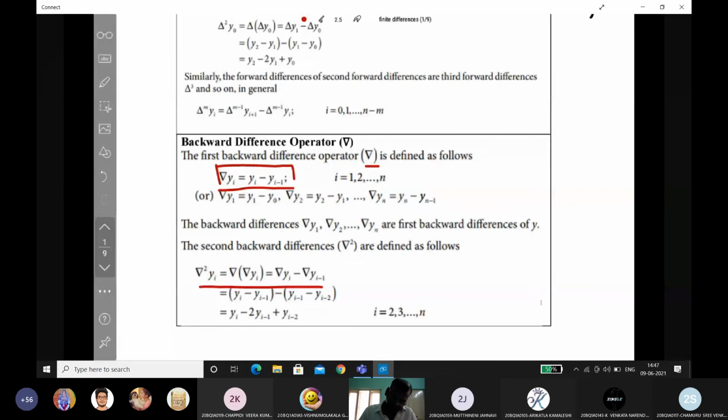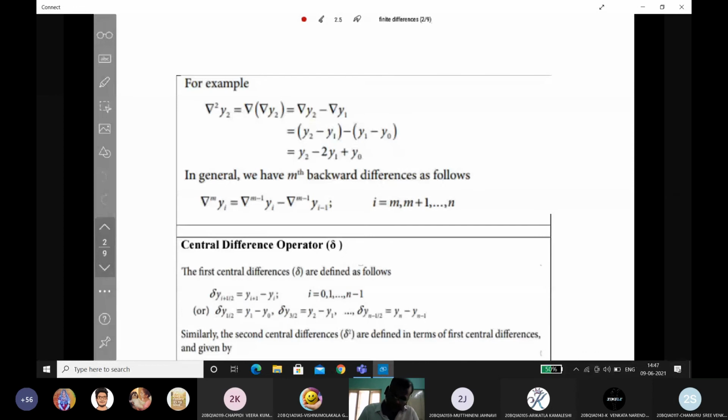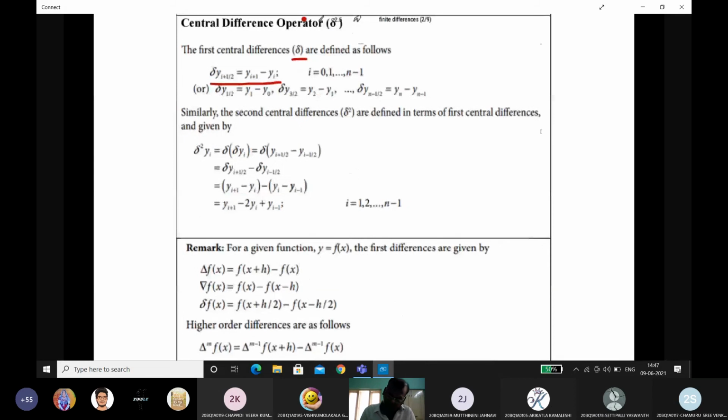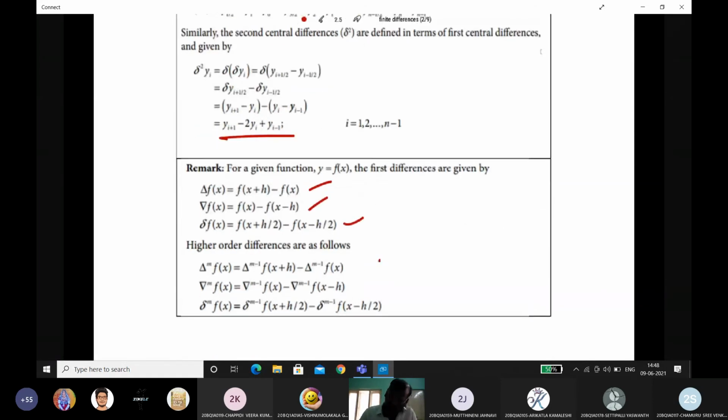Okay, an example, and central difference formula del, this one, this is del square formula, and a small here notations that you had to write. Del of f of x is equal to f of x plus h minus f of x. Del of f of x is f of x minus f of x minus h, and central difference del f of x is f of x plus h by 2 minus f of x minus h by 2, and the higher order differences that we have to define like this, right?